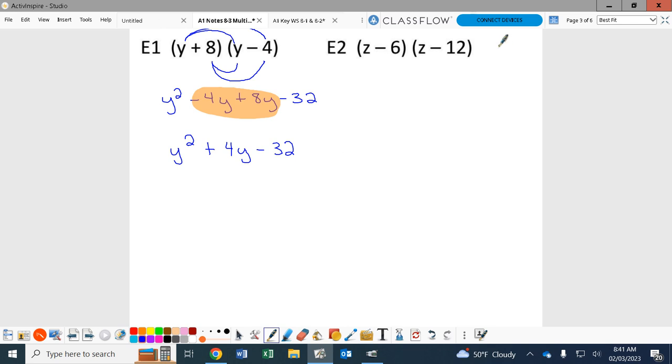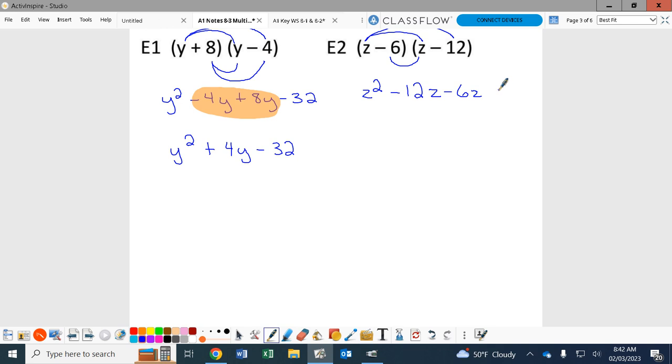Okay, here we go. Z times Z is going to give me Z squared. Notice I might write my 2's with a loop in them because my Z's and 2's look a lot alike. My Z times negative 12 is going to give me minus 12Z. Negative 6 times Z is going to be negative 6Z. And then guys, what's the last part? 72.